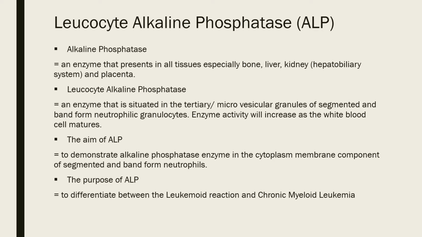It is an enzyme that is situated in the tertiary or microvesicular granules of segmented and band-formed neutrophilic granulocytes, or neutrophils. So the enzyme activity will increase as the white blood cell matures. The aim of the ALP test is to demonstrate alkaline phosphatase enzyme in the cytoplasm membrane component of segmented and band-formed neutrophils. And the purpose of the ALP test is to differentiate between the leukemoid reaction and chronic myeloid leukemia.